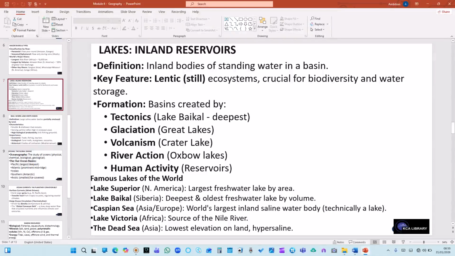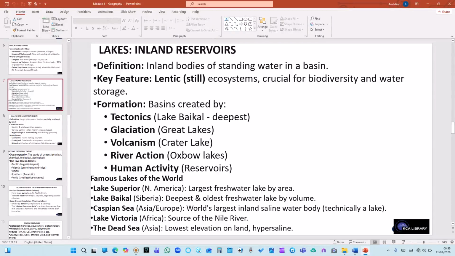Formation of lake basin may be created by the following. One, tectonic method. Tectonic method is just like Lake Baikal, the deepest. So a lake may also be formed by glaciation. Example is Great Lakes. It may also be formed by volcanism. Example is Crater Lake. A lake may also be formed by river action, that is a cutoff of river. Example is Oxbow Lake. It may also be caused by human activities in form of reservoir. So human beings may just dig a very big hole for reservoir, which may form a lake.